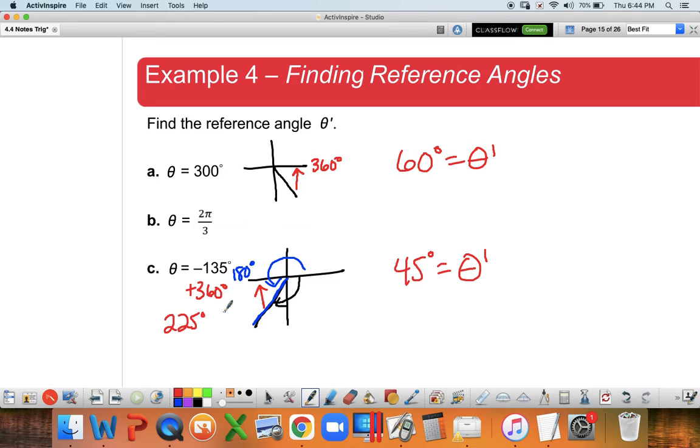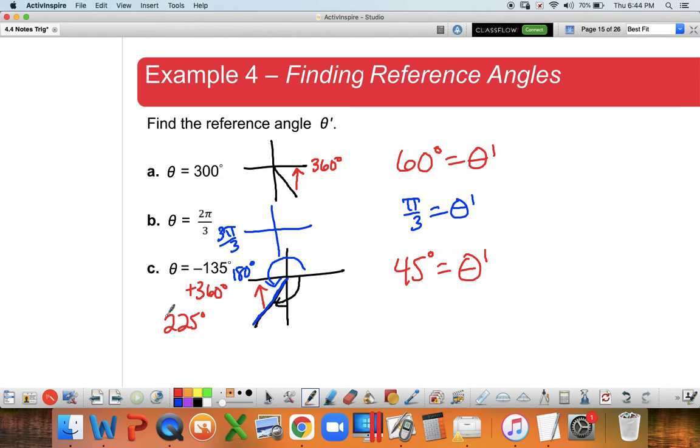Now let's talk about 2 pi over 3. We have to think about where that is on the unit circle. So we've got 2/3 of a pi. The way that I think of it is like a fraction: we're trying to get to pi, so how far away am I from pi? I know here it's 3 pi over 3, so I'm just going to be pi over 3 away from that reference angle.